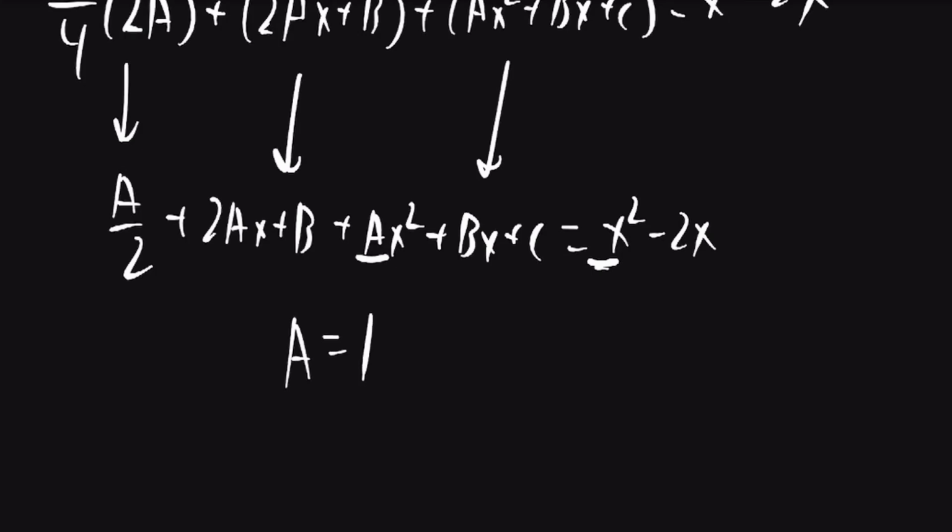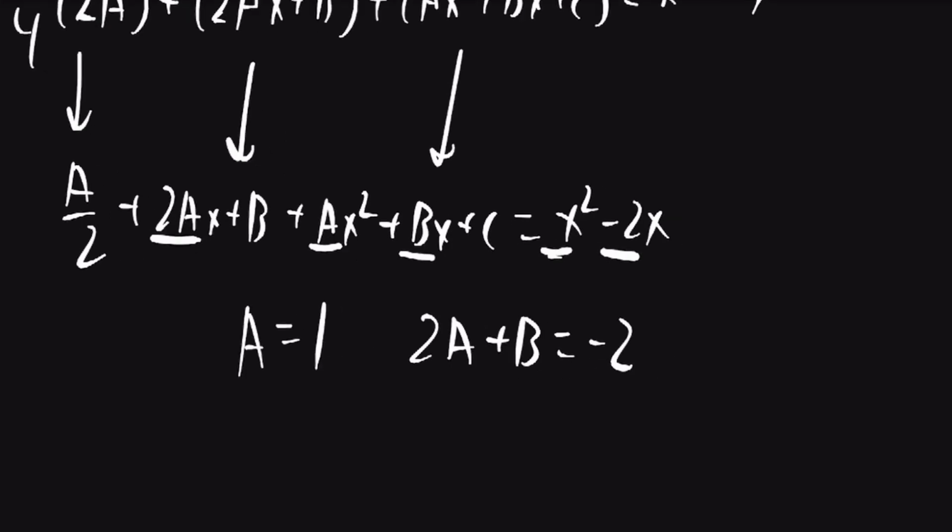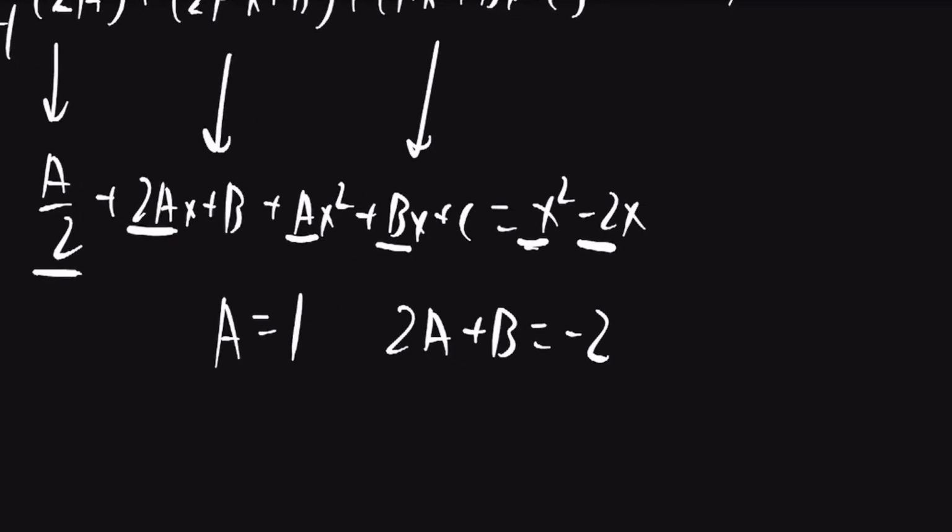We can now compare the coefficients of x. On the left, one coefficient is 2a. It'll be plus b, and on the right, it's -2. So we'll have 2a plus b is equal to -2. We can do the same thing for all the constant terms. We have a over 2, and b and c on the left, and 0 on the right. So we'll have a over 2 plus b plus c is equal to 0.